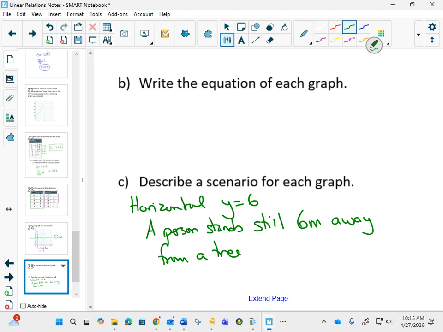Here's a situation for the horizontal line. A person stands still 6 meters away from the tree. How far are they away from the tree after 3 seconds? If they're standing still, 6 meters. How far would they be after 10 seconds? 6 meters. They're always 6 meters away from the tree because they're standing still. That would be a situation for the horizontal one.